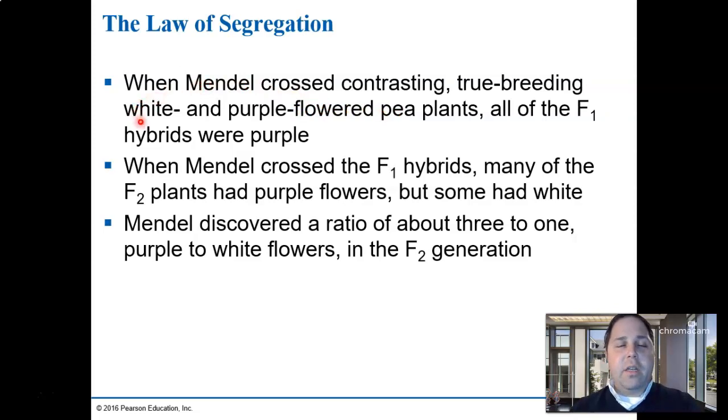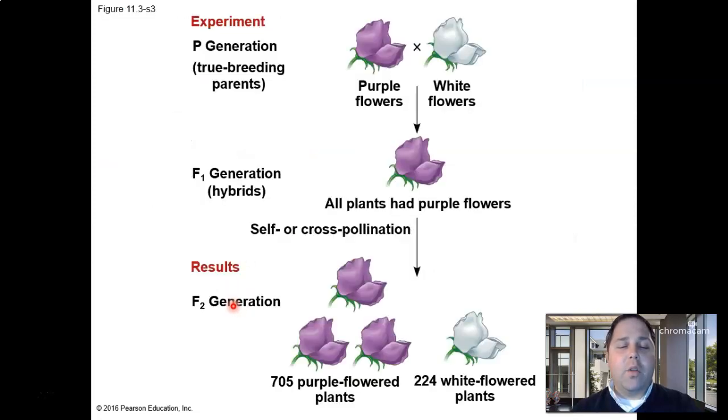He then took, like a good scientist, the white and the purple true breeds and mixed them together. And all of the F1 plants that he got out of that were purple. And I'll show you a picture of this in a second. So all of the F1s were purple. He took those F1s and he crossed them with each other to make an F2 generation, a filial 2 generation. And then discovered that he had a ratio of 3 to 1 purple to white. So the white flowers reappeared after mating the F1 hybrid flowers from his original true breeding parents.